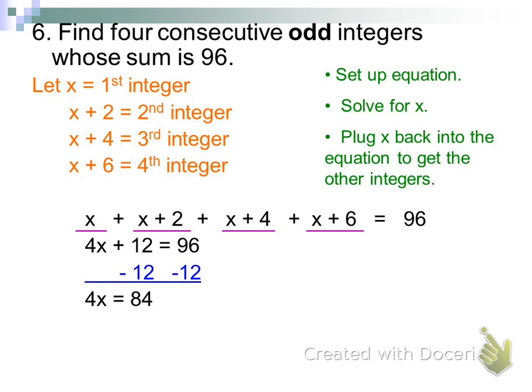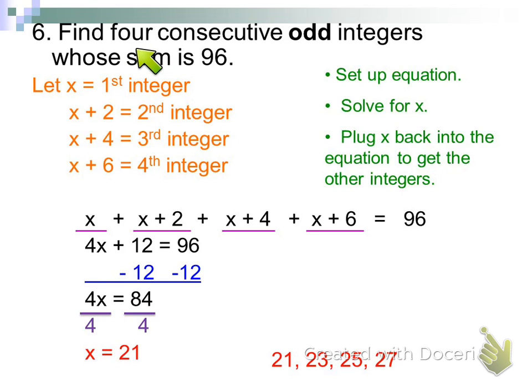And then divide by 4. X equals 21. Oh, that's good. It's an odd number. What's the next odd number after 21? 23. Then 25. Then 27. And I want 4 of them.